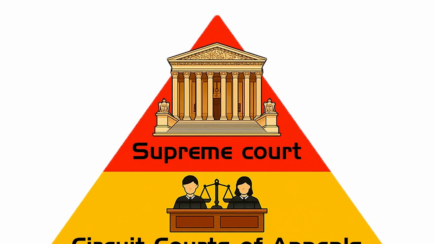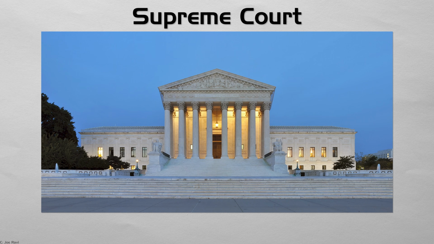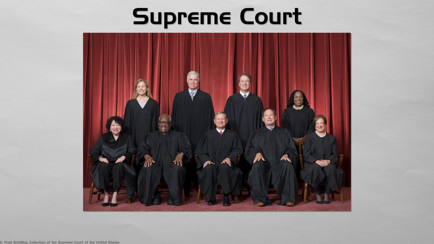The Supreme Court of the United States. This is the highest court in the federal system and the final arbiter of the law. The Supreme Court is not required to hear every case appealed to it. It chooses its cases very selectively. Of the thousands of cases appealed to it each year, the 9 justices will typically hear about 60 to 80 of the most important ones.